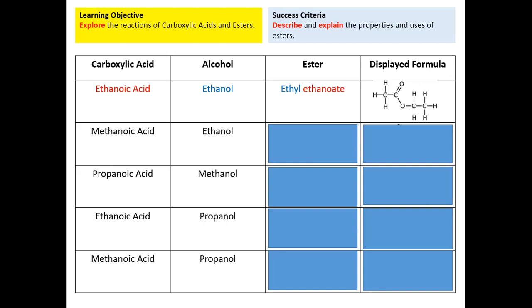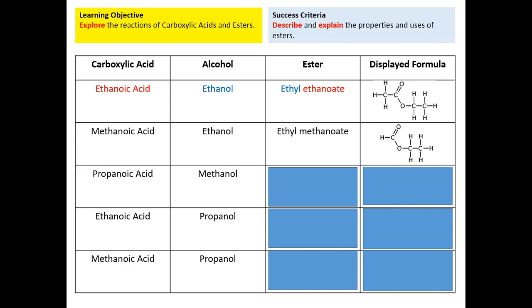So methanoic acid and ethanol. Remember, the ethanol forms the first part of the name, so it's ethyl, and methanoic acid becomes methanoate. Now let's have a little look at the displayed formula. The methanoate bit has to come first. Methanoic acid means it's only 1 carbon atom, so you remove the OH and you add your ethanol on, which is 2 carbon atoms, with the oxygen.